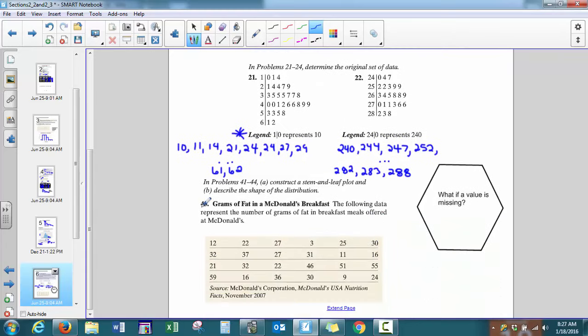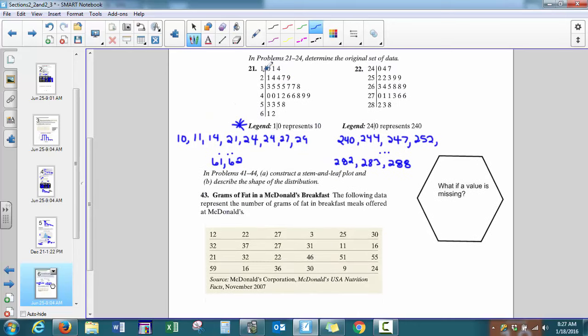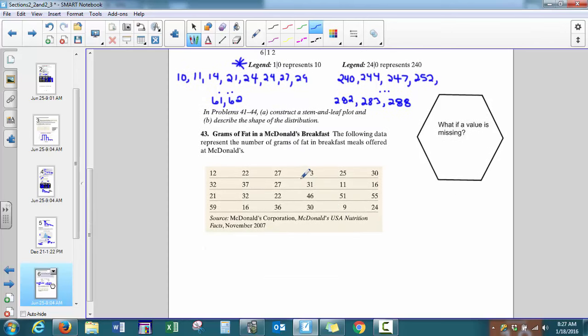So if we're looking at fat grams, the grams of fat in McDonald's breakfast, then as you see here, all the numbers are in order. So that's the same thing we're going to do here. And what we should see is that we have a 3 and a 9. So in our legend, you always have to have a legend. 0 in front and 3 behind gives us just the number 3. And if you look, our highest number is 5. So that's going to be the last in our list.